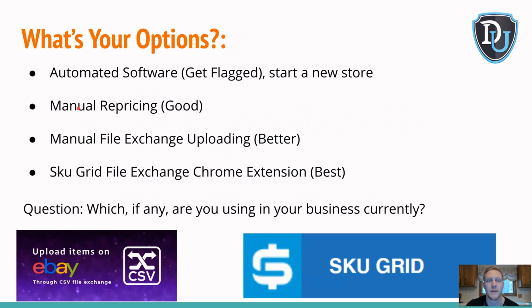So first off, there's manual repricing. This is the good old-fashioned go in there, check your prices every 1, 2, 3 days, reprice them accordingly, put them in and out of stock accordingly. This is definitely the most tedious and the most arduous process out there.